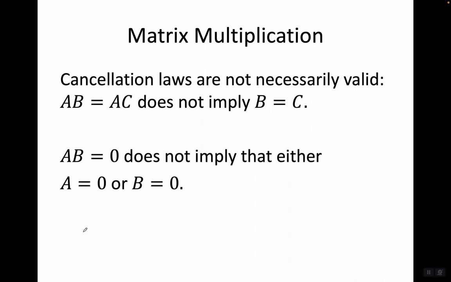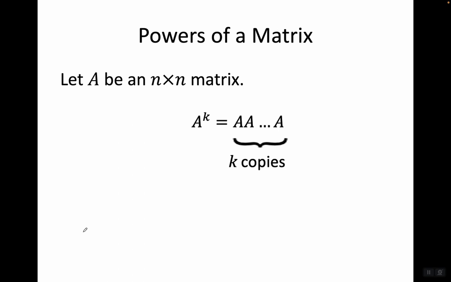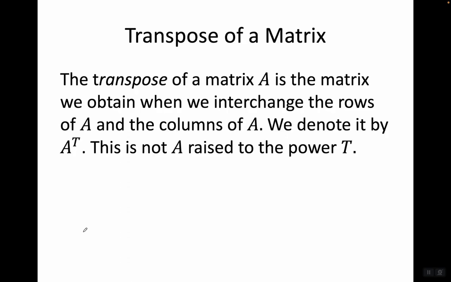Oh man, matrix multiplication has some quirks. Cancellation laws are not necessarily valid. AB equals AC does not imply that B equals C. AB equals 0 does not imply that either A equals 0 or B equals 0. Strange stuff. Powers of a matrix, you could probably figure this out. Let A be an m by n matrix. A to the k is just A times A times A, k times.